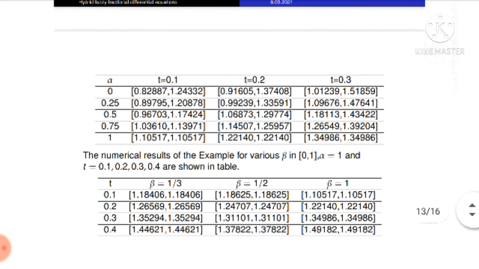and then the table of this result: α tends to 0 to 1, t equal to 0.1, t equal to 0.2, t equal to 0.3, and then β varies from 1/3, β equal to 1/2, β equal to 1, t varies from 0.1 to 0.4.